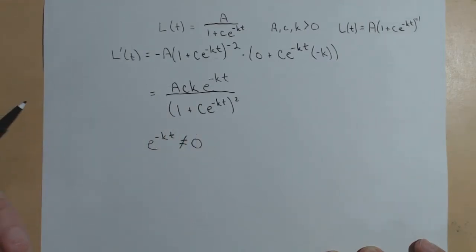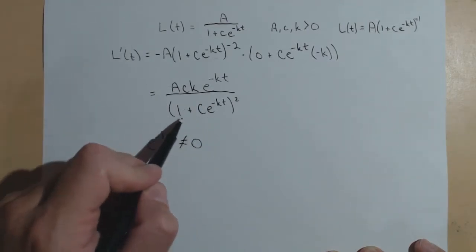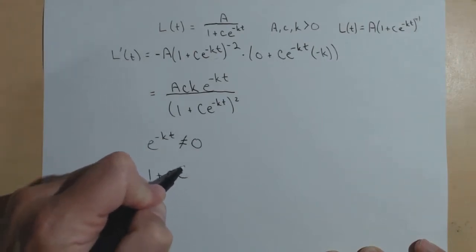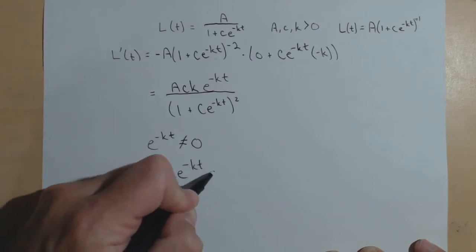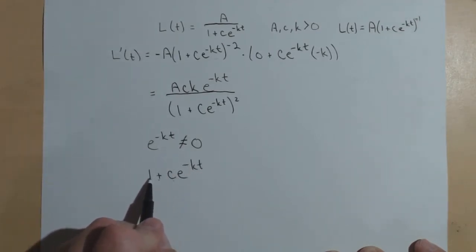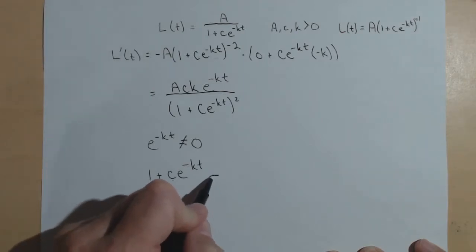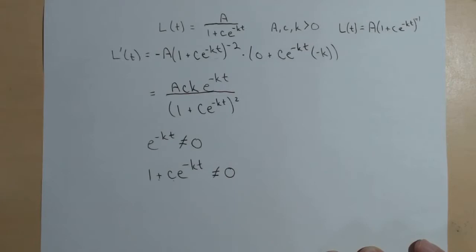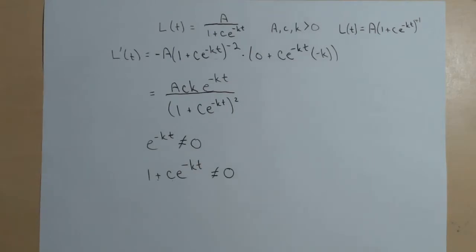Now, remember, for critical points, it could also be a point of discontinuity, so we've got to check the denominator, 1 plus CE to the negative kt. Well, this part's never going to be 0, and we're adding 1 to it. So, this is going to have a horizontal asymptote at 1. This is also never going to be 0. So we actually have no critical values for this particular function.